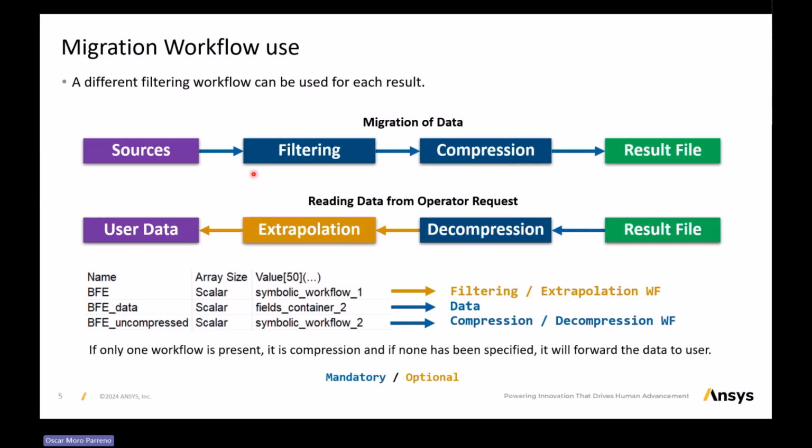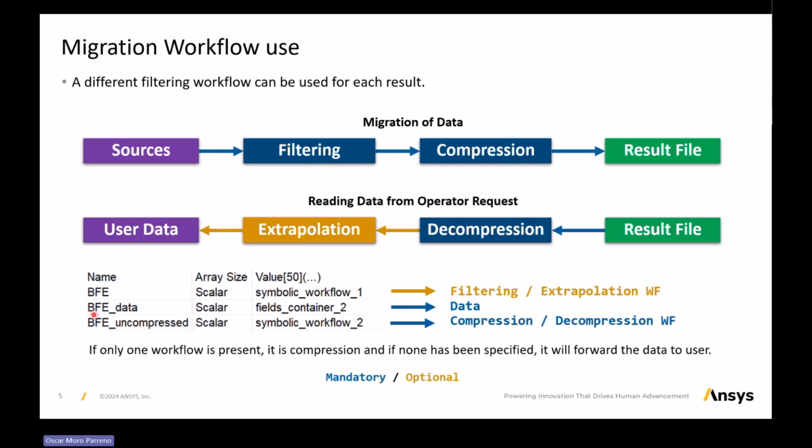But the idea is that the customer will connect to each of the results they want to export one filtering or compression workflow, and this result will be put in the result file. And this result file will also store, if a compression method has been applied, the decompression workflow, so the customer will just need to call through a DPF operator for that specific result, as they would do if they called from an RST file.